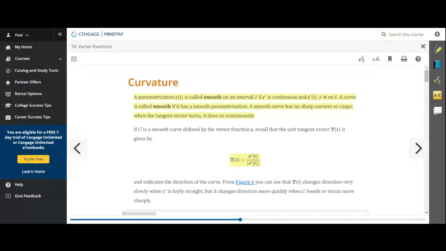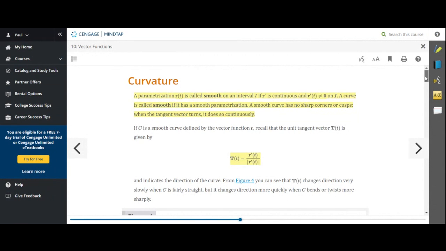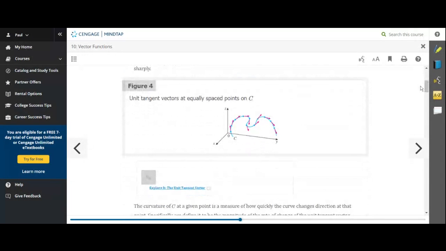They show here in figure 4 a space curve C in three-dimensional space, and they show just some unit tangent vectors along the space curve, equally spaced. They all have length 1. So let me ask you a question here.